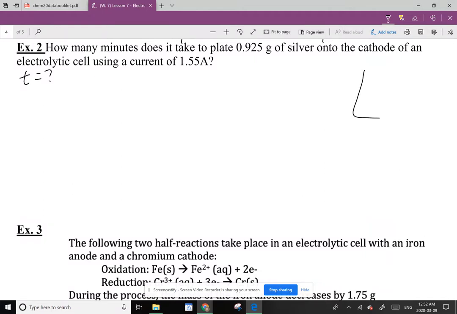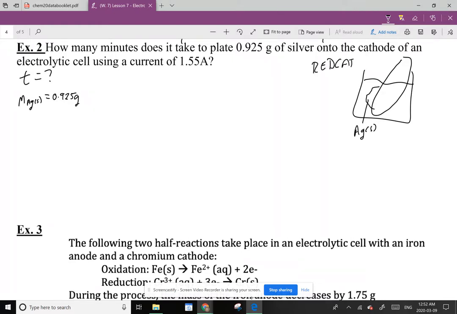Okay, so in this case, we actually already know how much silver, that being Ag solid, has been plated. The mass of Ag solid, or silver solid, equals 0.925 grams.